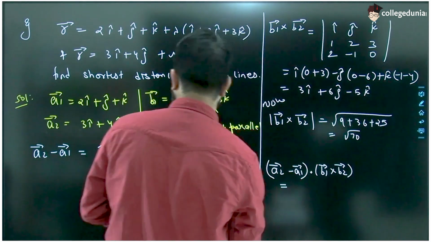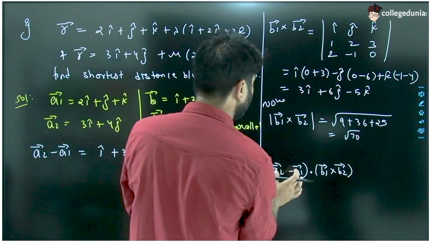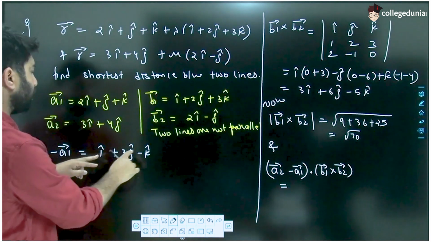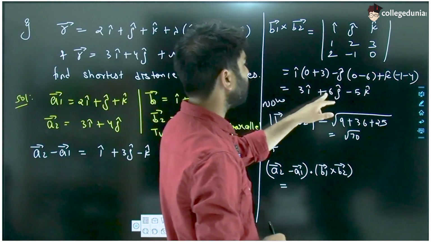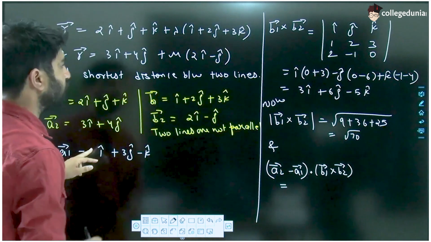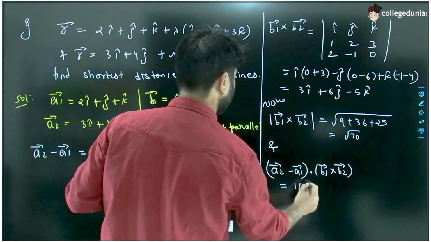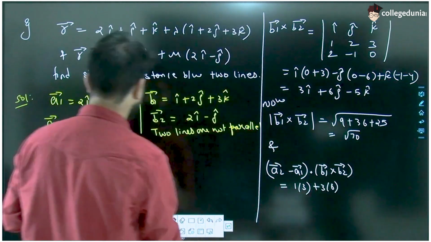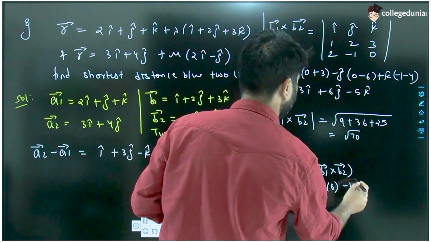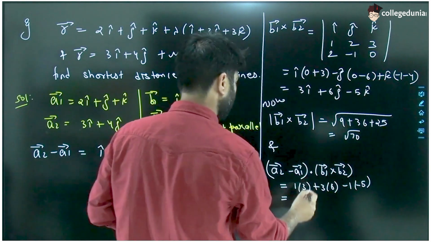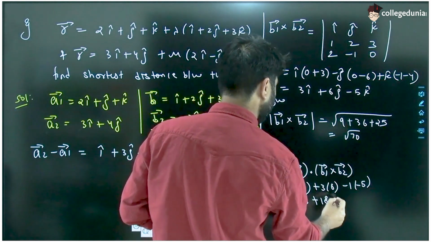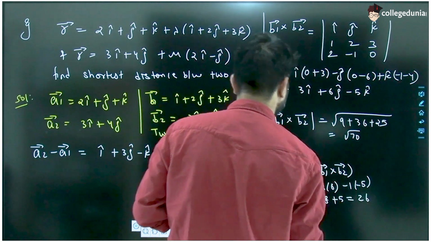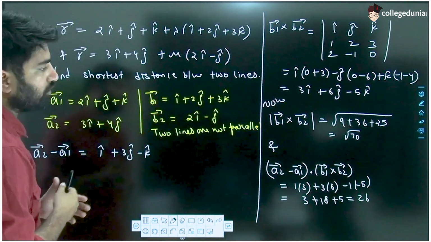Okay. And at the last, we need the dot product of a2 minus a1 and b1 cross b2. a2 minus a1 is i plus 3j minus k, and b1 cross b2 is 3i plus j minus 5k. So 1 into 3, 3 into 6, and minus 1 into minus 5. So this will become 3, 18 plus 5, 21 and 5 will be 26. So guys, this is a2 minus a1 dot b1 cross b2.